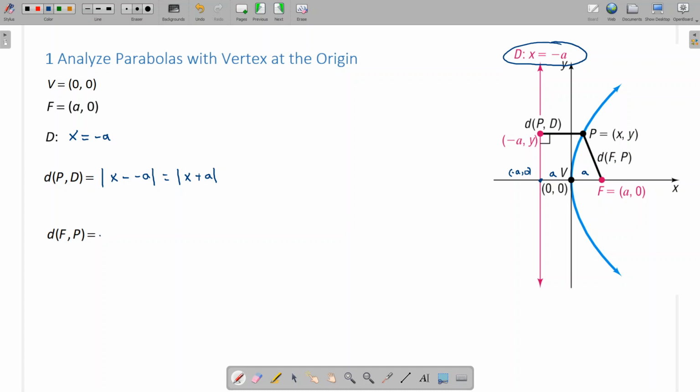Okay, now let's go back and do the distance from the focus to this point P. So to do that, we will just use the distance formula. So that means we're going to do the difference in the x's. The x coordinate will start with P actually. It'd be x minus a, all squared, difference in the x's, plus the differences in the y's, so y minus 0, all squared. That can be simplified down to the square root of x minus a squared plus y squared.